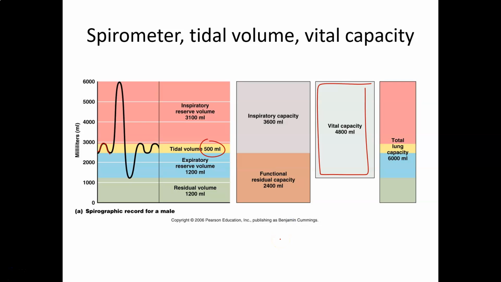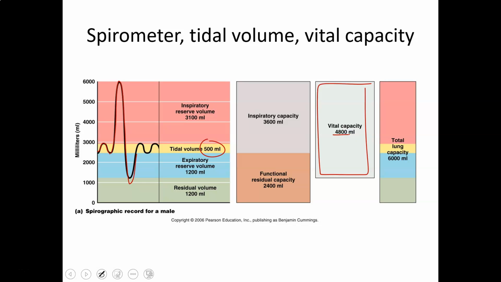Okay, so vital capacity. You take a big, deep breath in, and then you blow out as much air as you possibly can. And so that would be all the way in, all the way out, and then back to a normal breath. This value varies very much.